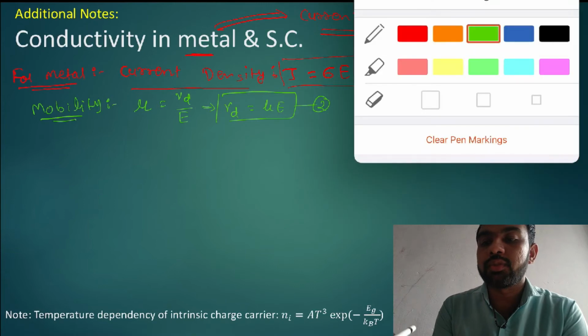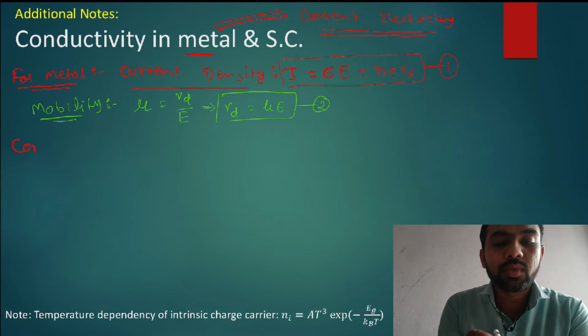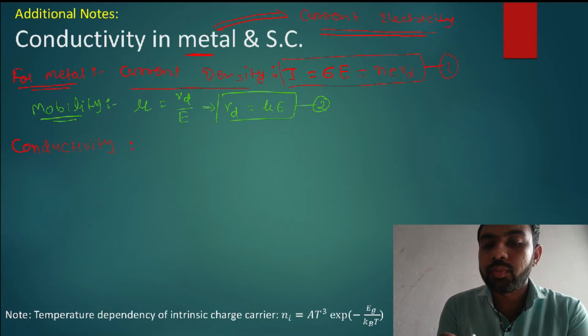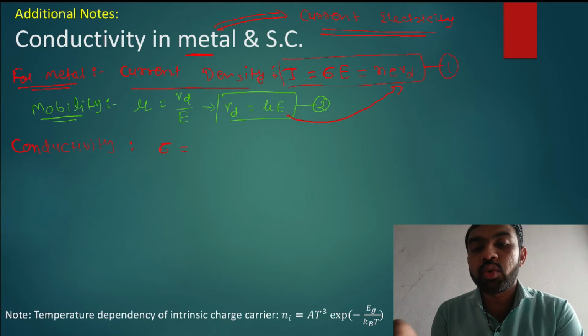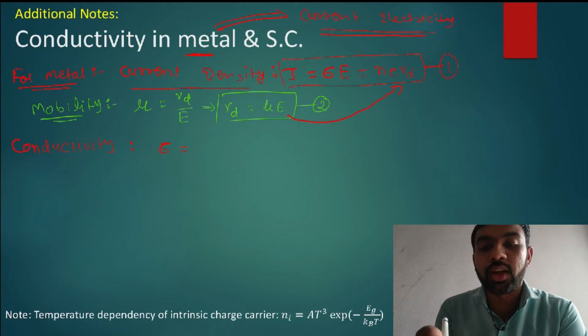So what is the conductivity from both? Conductivity sigma is equal to, you just put this Vd into the equation. Sigma E is equal to N e mu E. So E cancels out, and the answer is sigma equals N e mu.